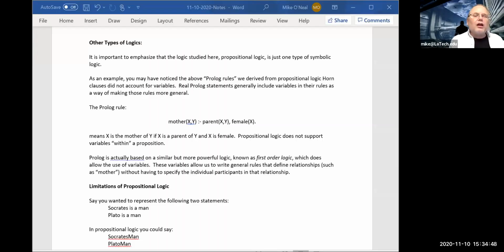So, as I've hinted, there are other logics. And the most common is first order logic, okay? First order logic, or predicate logic, it's sometimes called.